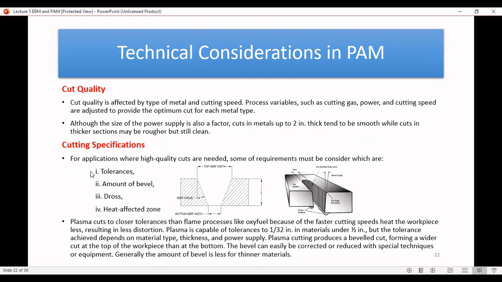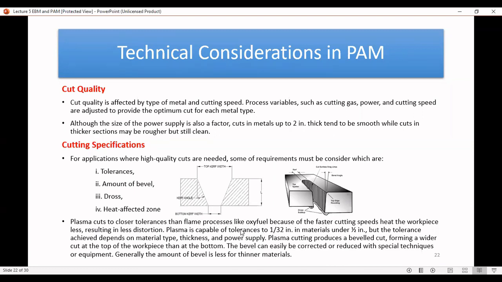Cutting specifications, for applications where high quality cuts are needed, some requirements must be considered. The first one is tolerance, amount of bevel, dross, heat affected zone. So tolerance is basically the tolerance that your parts can take. So plasma cuts to a closer tolerance than flame process oxy-fuel. So comparing to oxy-fuel, this is much better in terms of tolerance.